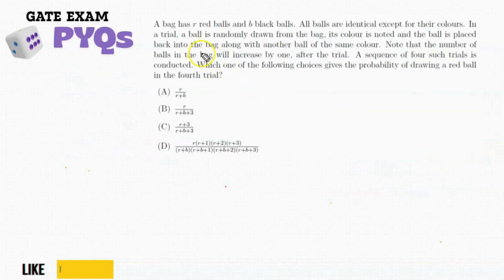Let's start with this question. It says that a bag has R red balls and V black balls, and they are all identical except for their colors. In a trial, a ball is randomly drawn from the bag and its color is noted, and the ball is placed back into the bag along with another ball of the same color.